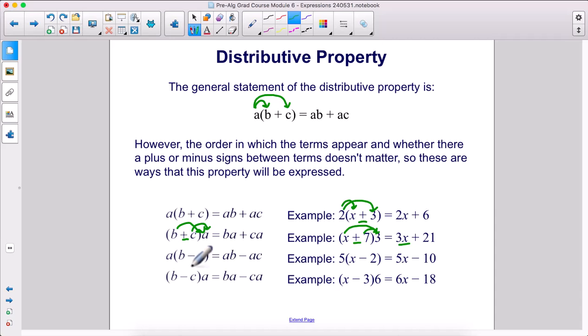We could also have a negative sign. So a times b minus c equals ab minus ac. Here's an example: 5 times x minus 2, we have 5 times x minus 5 times 2, which is 10. Or we could switch the order, b minus c times a equals ba minus ca. Here's an example, x minus 3 times 6. So x times 6, which is 6x, minus 3 times 6, which is 18.